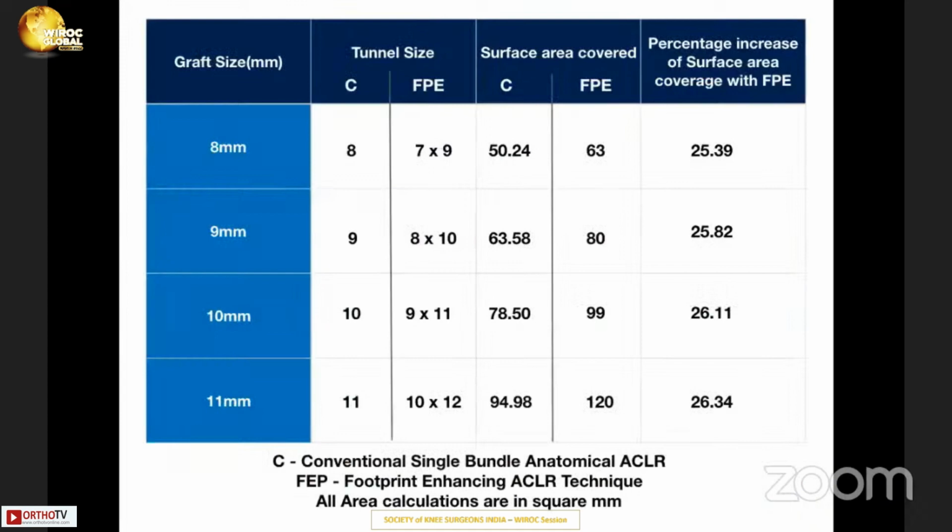So how much increase in surface area can I expect? It's a simple mathematical calculation. If you are using a 9 mm circular diameter, your coverage will be 63 mm². And if you are converting the same 9 mm graft into 8 by 10, then the area is 80 mm². So it's basically increasing the footprint coverage by 25% on both the tibial and the femoral side.